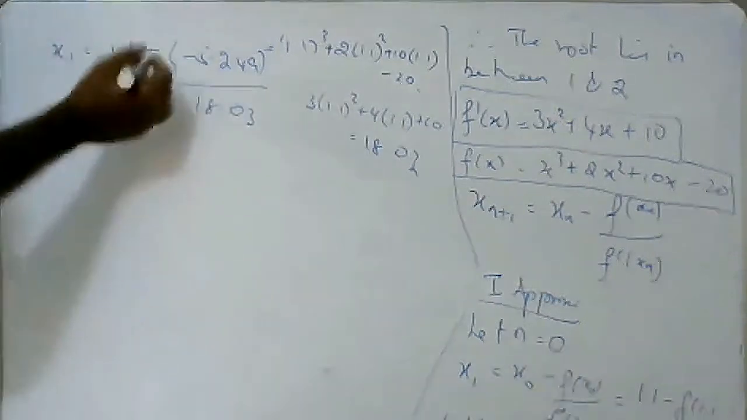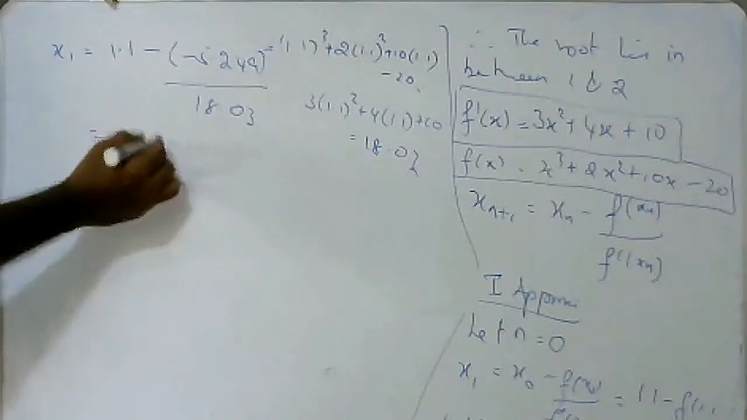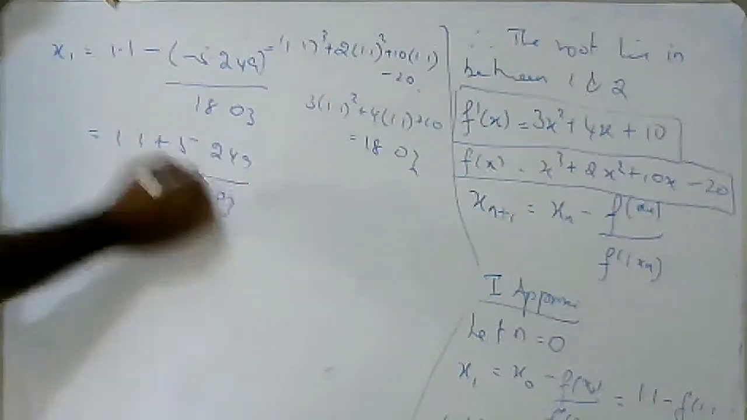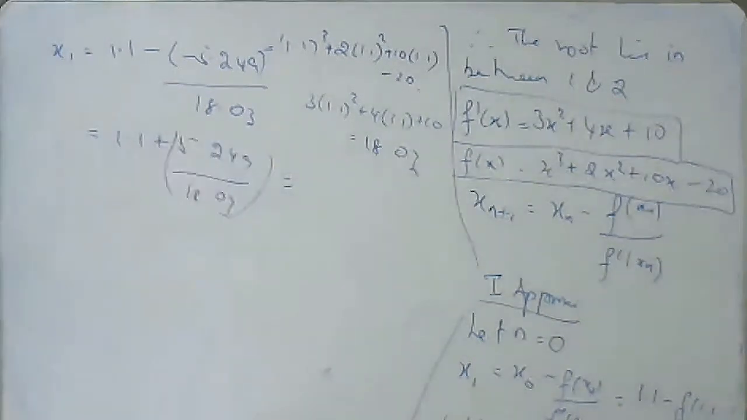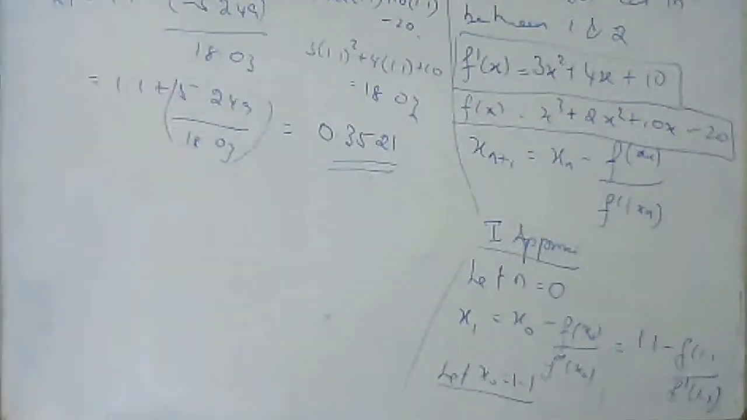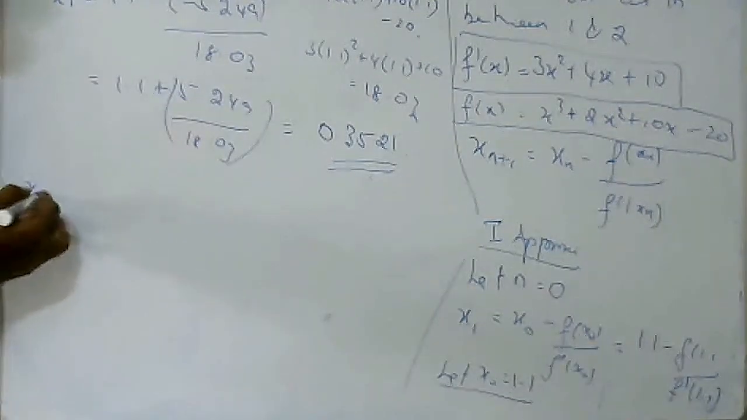18.03. So minus is plus here. So 1.1 plus 5.249 divided by 18.03. So calculate it, what do you get as the answer? 0.3521 is the value of x1. Next, you have to find the value of x2.